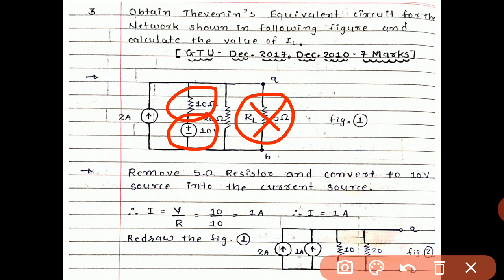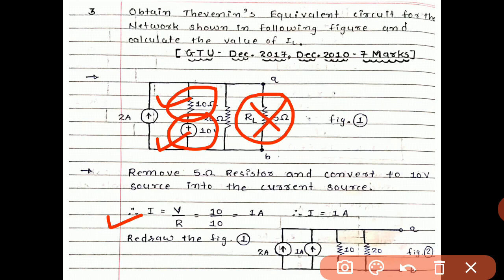So here the voltage source is converted. As per Ohm's law, I equals V upon R. The voltage is 10 volt and the resistor is 10 ohm. So 10 divided by 10, and we get a current source of 1 ampere. So I equals 1 ampere over here, and we get the current source of 1 ampere.